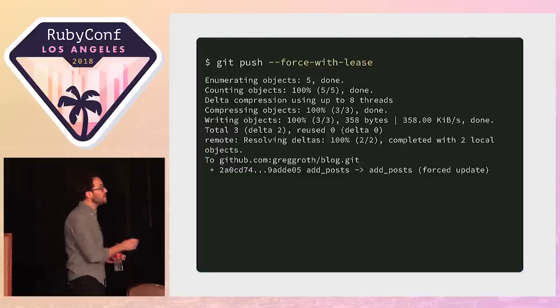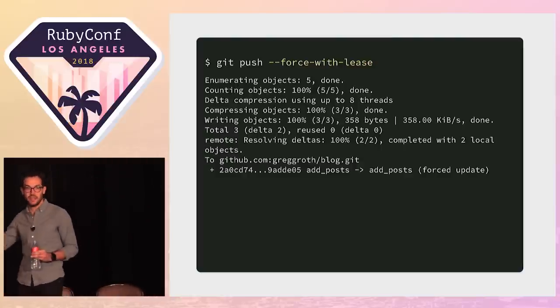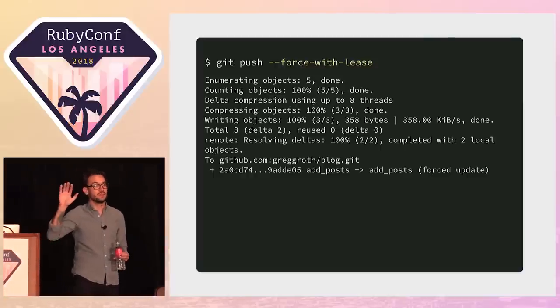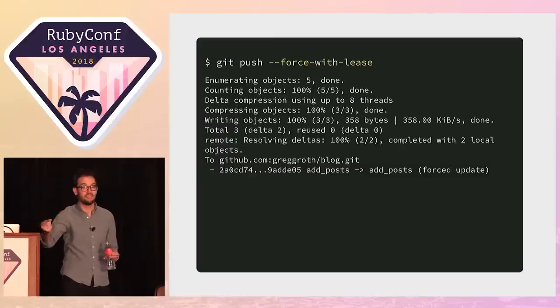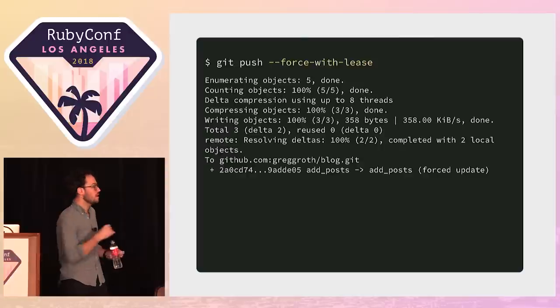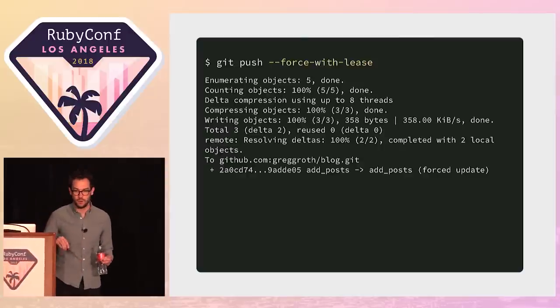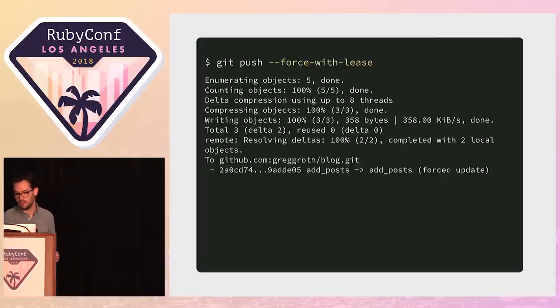Force with lease is a slightly gentler version of that. You're still telling Git, take this, I know that I'm changing the history from what you have, but it's instead saying, if someone else has changed the history since I last pushed, then reject me. And so this is a slightly safer way, just in case one of your coworkers decides to unexpectedly contribute to your feature branch. This is a way to avoid that.